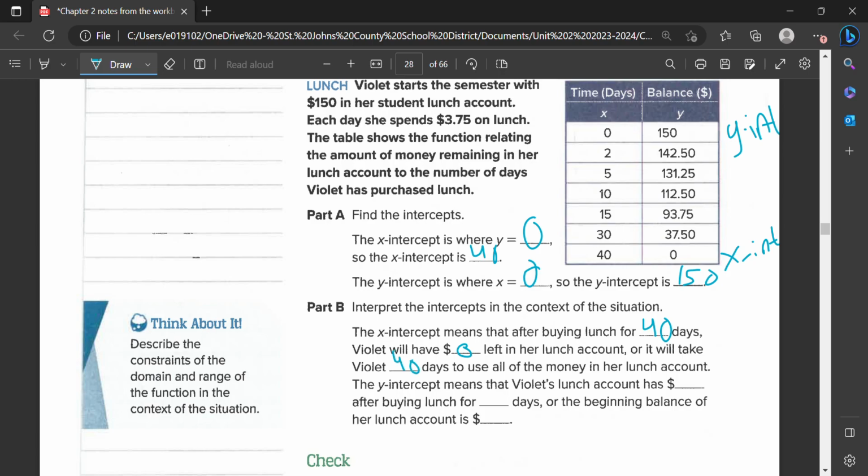The y-intercept is always going to be your starting amount. The starting amount, the beginning, the initial, those are all buzzwords for the y-intercept. So the y-intercept means that Violet's lunch account has $150 after buying lunch for 0 days, because it's the starting amount, the beginning amount. So the beginning balance was 150. We're going to talk about this much more for the remainder of the year, but the y-intercept is the beginning amount, the starting amount, the initial fee. All right?